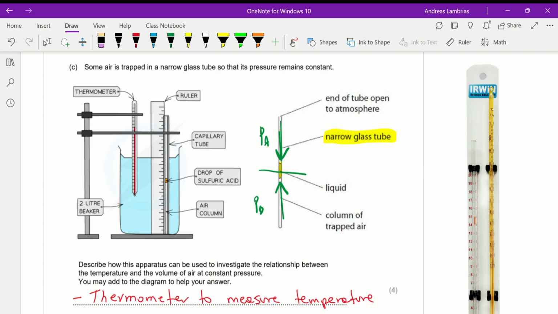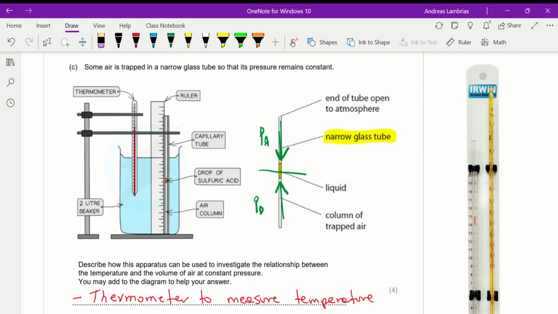Now, what happens if I increase the temperature of that trapped air? If I increase the temperature, that means I'm giving the particles more kinetic energy, therefore they're moving faster, they are colliding with the walls more frequently, and they're doing this with more force, and that will increase the pressure on the trapped air.